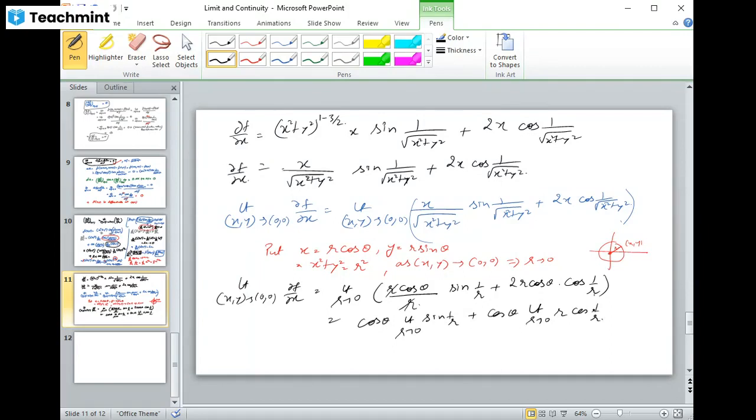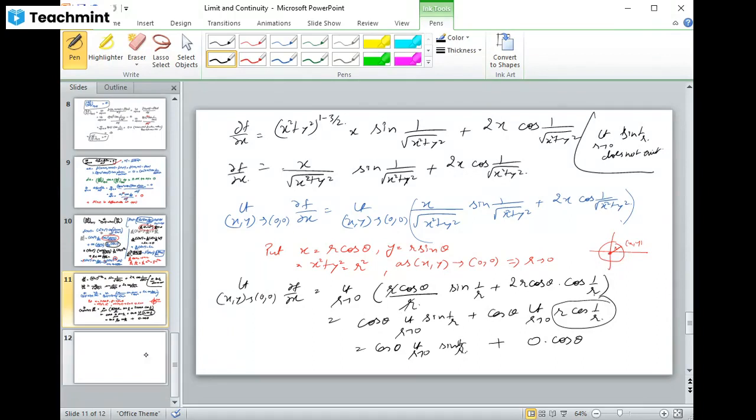Now as r tends to 0, cosine is a bounded function. So this limit is 0, and 0 into cos theta is 0. But here, limit r tends to 0 of sine 1 upon r. Now, although we know that sine is a bounded function, the limit r tends to 0 of sine 1 upon r does not exist. Because the function 1 upon r as r tends to 0 does not exist, so neither does the limit of sine 1 upon r.